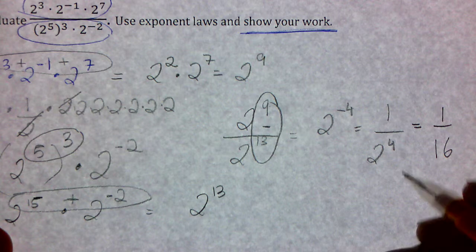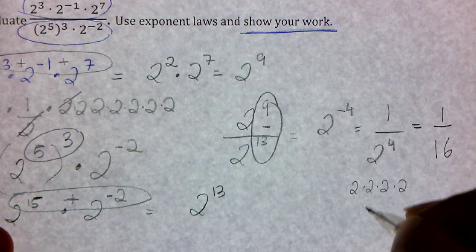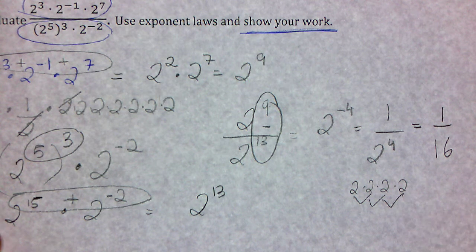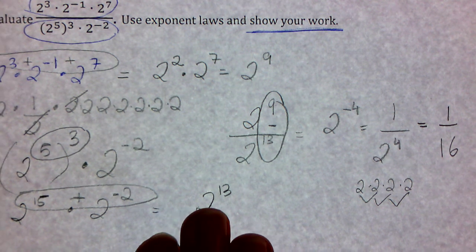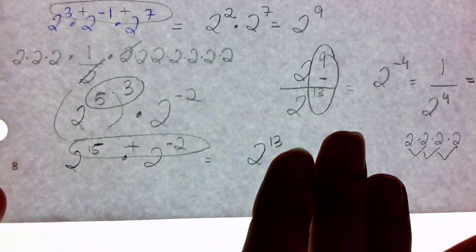2 to the 4th power is 2 times 2 times 2 times 2. 2 times 2 is 4, times 2 is 8, times 2 is 16. 1 over 16 is also acceptable. At this point, you can stop this video. If you'd like me to show you how I got 2 to the 15th, keep on watching.